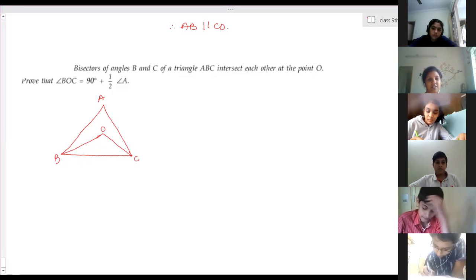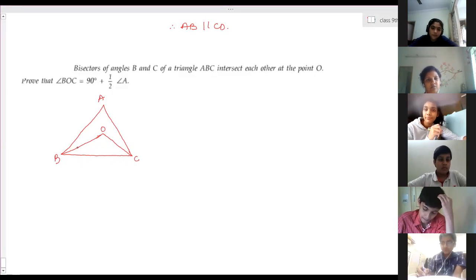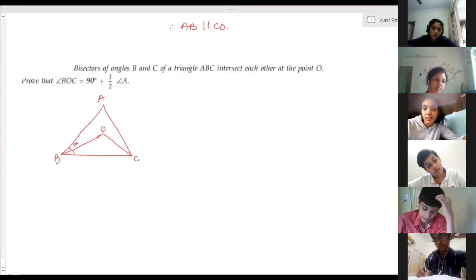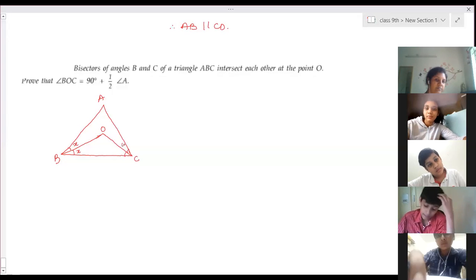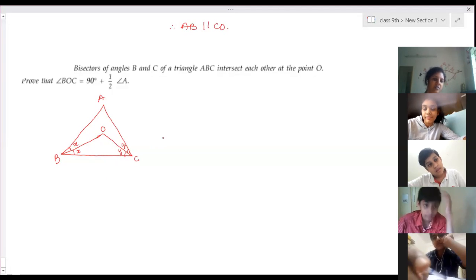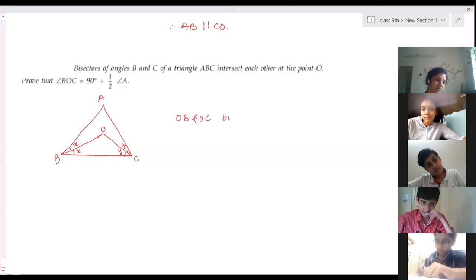OB and OC are bisectors of angle B and C. So this angle and this angle are equal, X and X, and these are Y and Y. So in triangle ABC, angle A plus 2x plus 2y equals 180 degrees. First you write: OB and OC are bisectors.